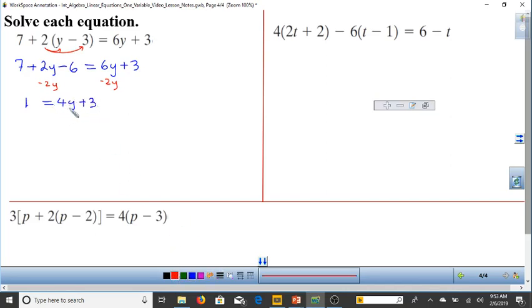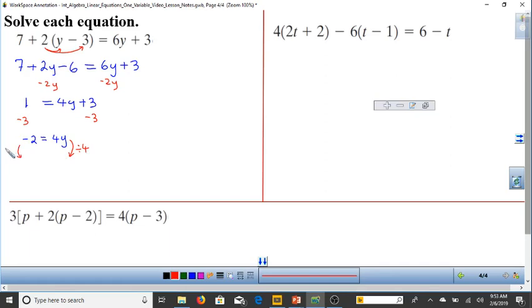Now I want to get the y by itself. I get rid of the weakest link, which is the 3. I'll subtract 3 from both sides. When I subtract 3 from both sides, I get negative 2 is equal to 4y. And now to get the y by itself, I would divide both sides by 4.